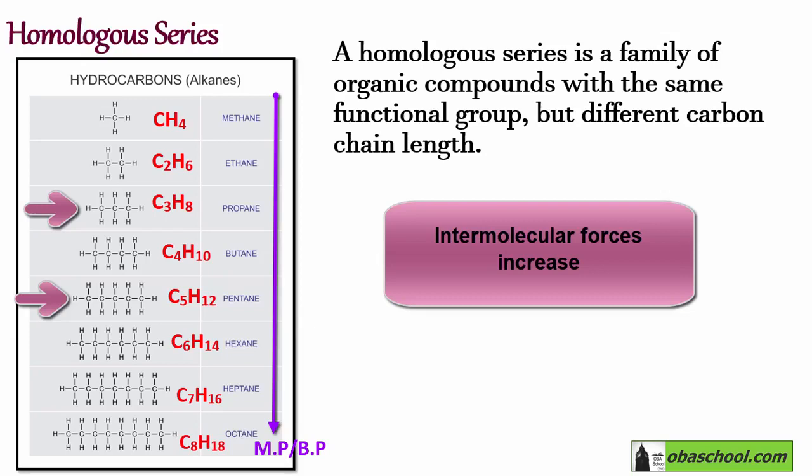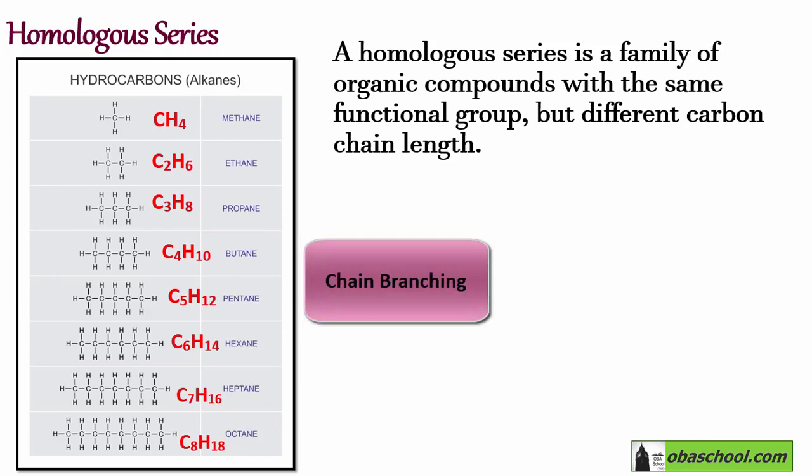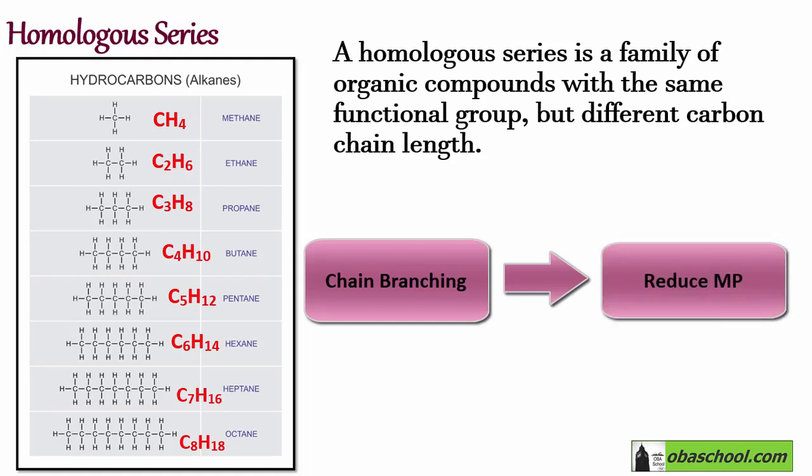Chain branching, so if we have side chains or branches in the molecule, will generally reduce the melting points because the molecules will pack together less well. So it will become easier to separate the molecules from each other. And this explains why the melting points and boiling points decrease.